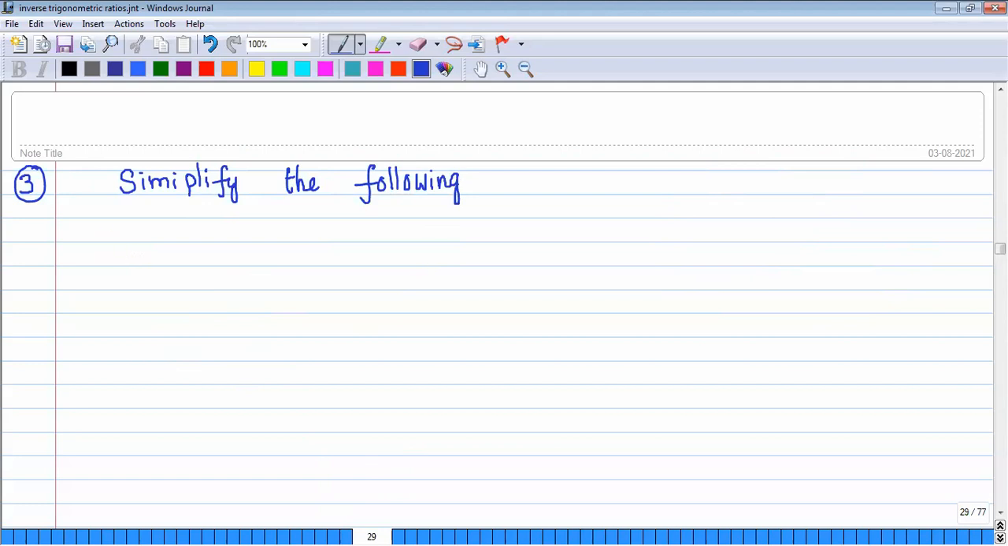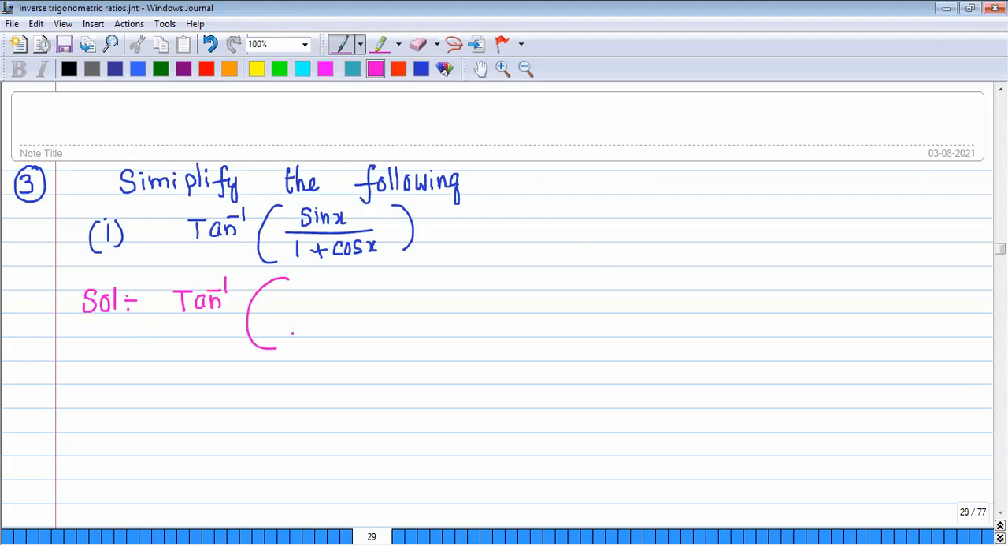First question. Tan inverse of sin x upon 1 plus cos x. This we need to simplify. Right. Solution. Tan inverse of sin x upon 1 plus cos x.